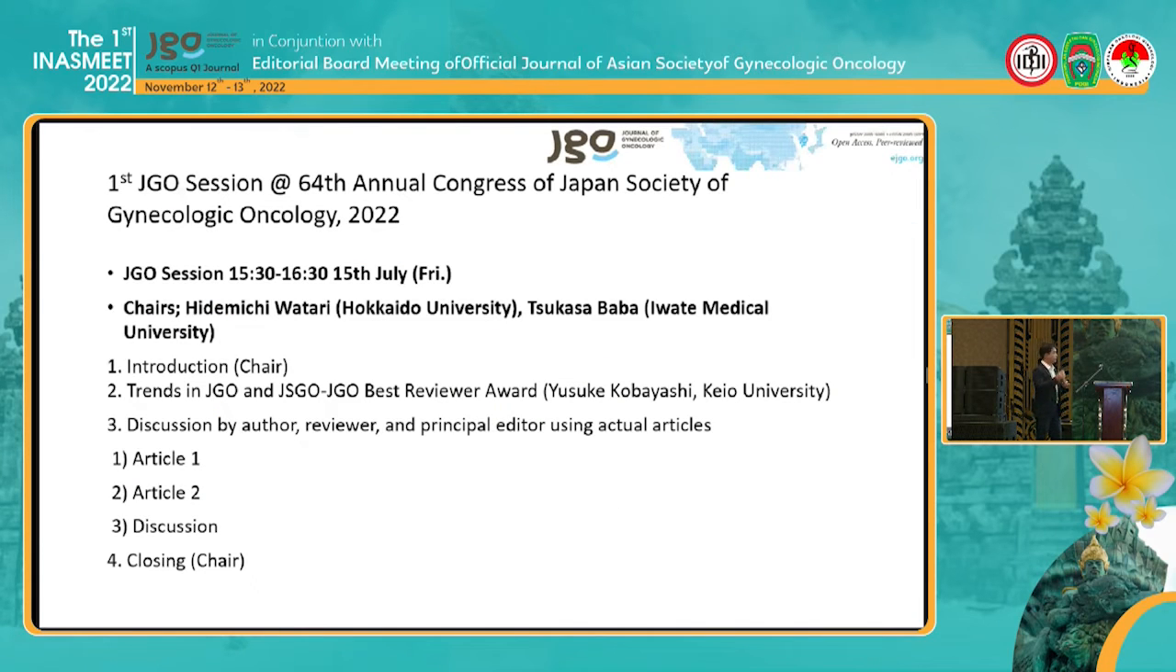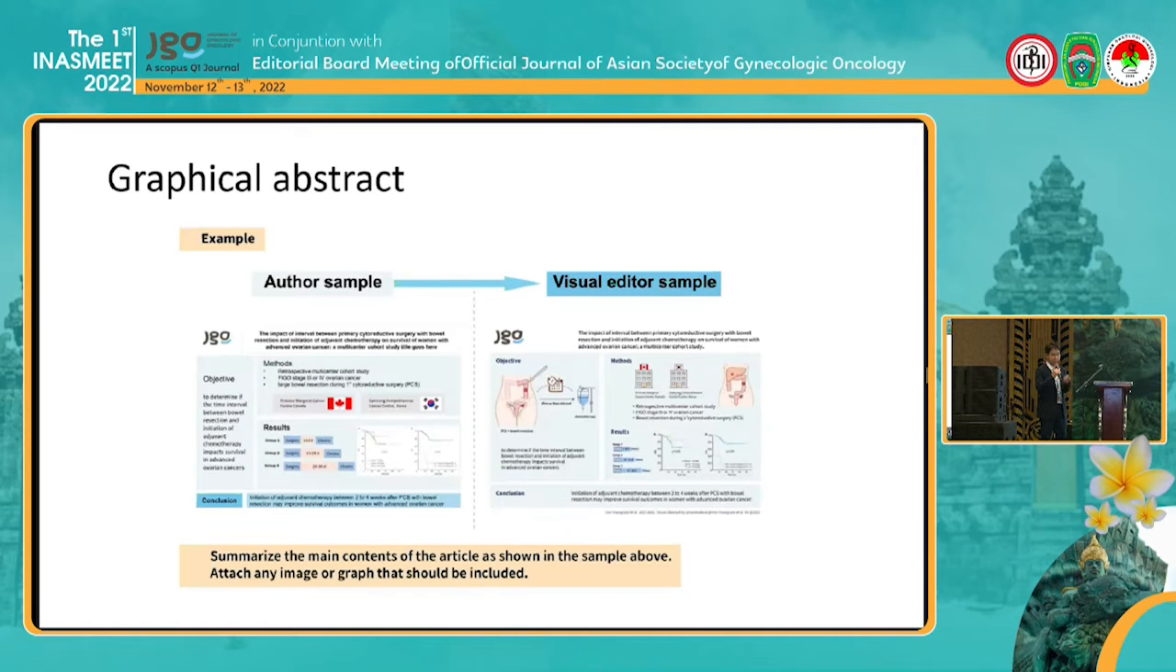And this year, we have the first JGO session outside of Korea. It is held in Japan during the 64th Annual Congress of Japanese Society of Gynecology Oncology. It is held in Kurume, Japan. So unfortunately, I couldn't make it because of the COVID situation. But I was there online, and it was quite good. And hopefully, in ASCO 2024, I would like to hold a kind of JGO session there.